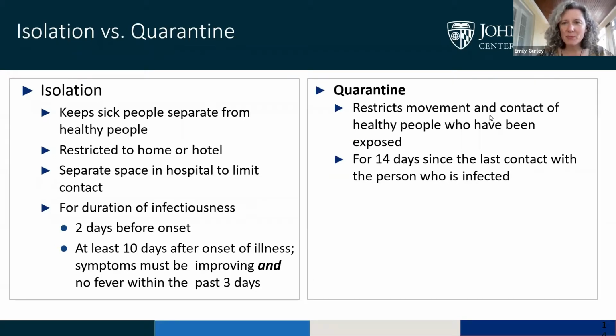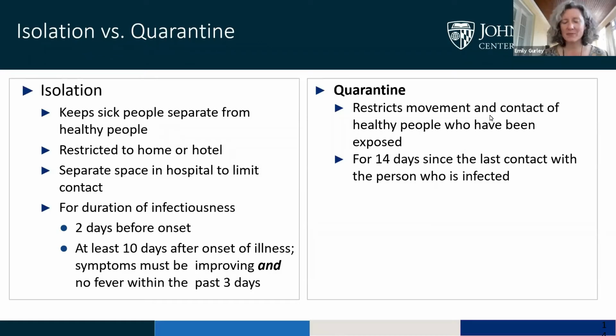And just to briefly review, what are the definitions of isolation and quarantine? Sometimes they're used interchangeably, but they're really 2 different concepts. Isolation is keeping sick people distant from healthy people. That's what someone who has COVID-19 does. They're separated in the hospital to limit transmission. They're restricted within their home, hopefully to reduce transmission in the home. And they should be isolated for the duration of their infectiousness.